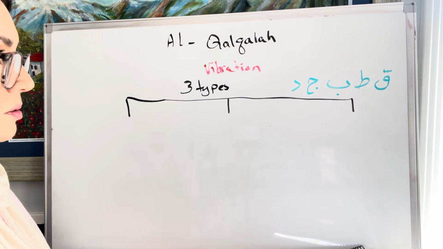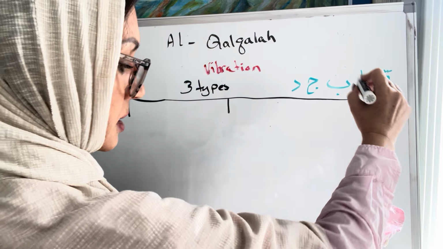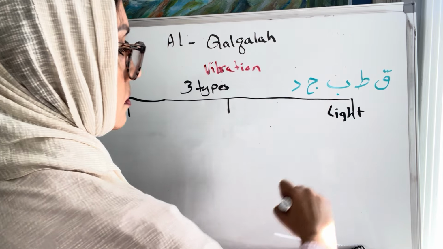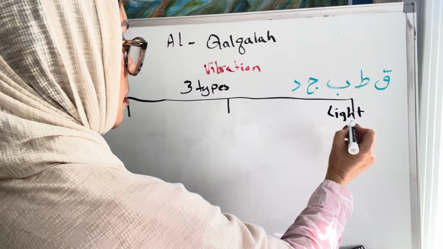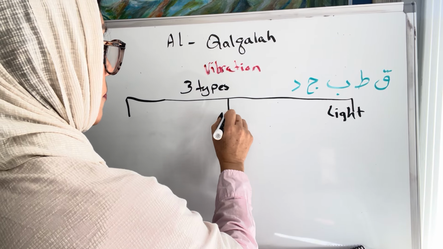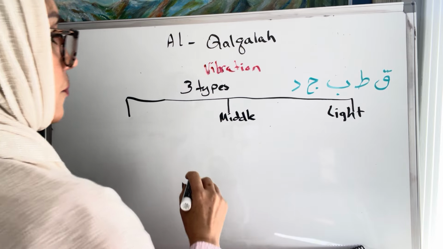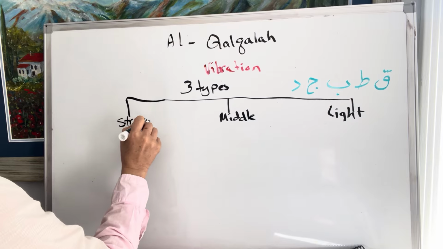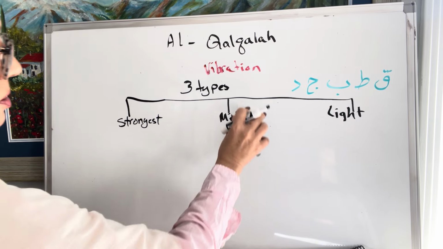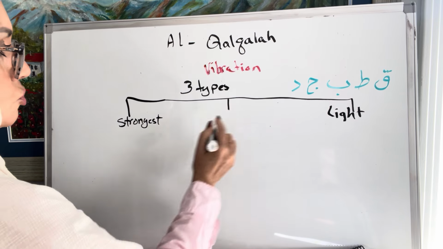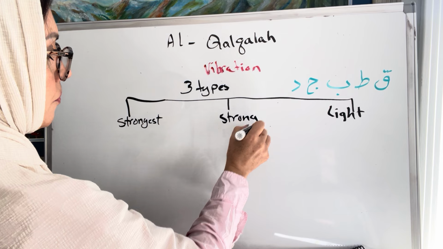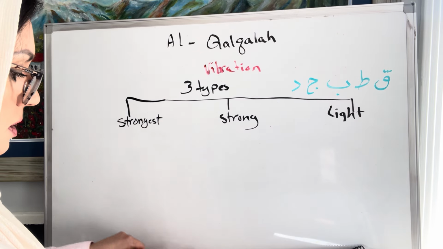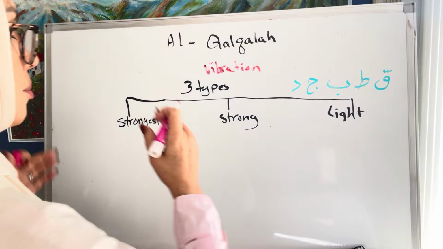All right. So the first one is light. And then this is the middle. And then this is the strongest. Actually, I should remove the middle and put strong. So we have the light, strong, and strongest. Now let's write them in Arabic.